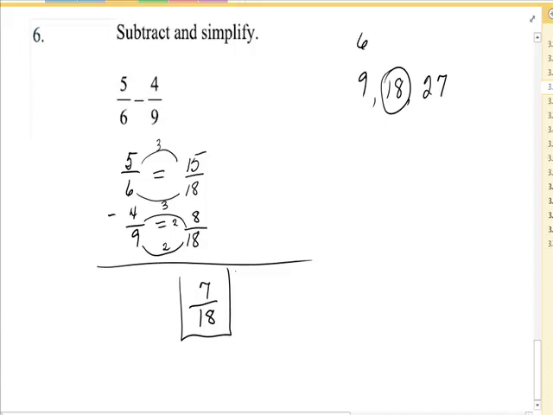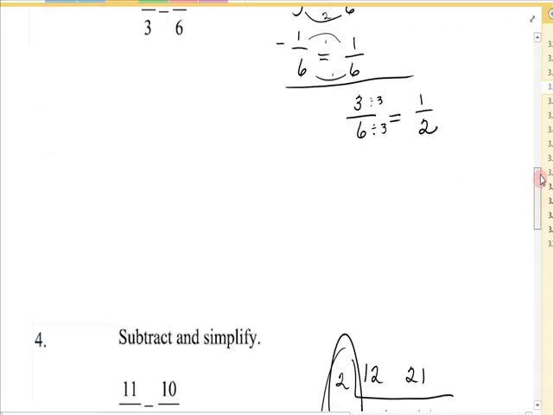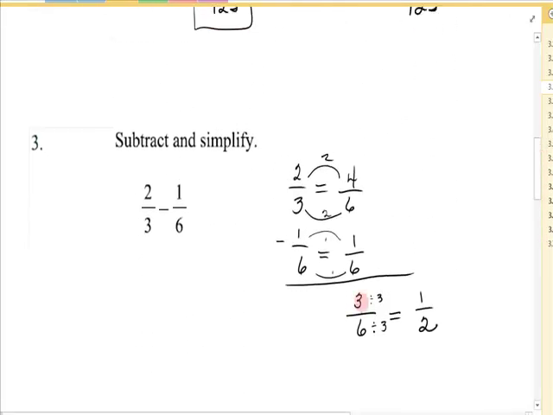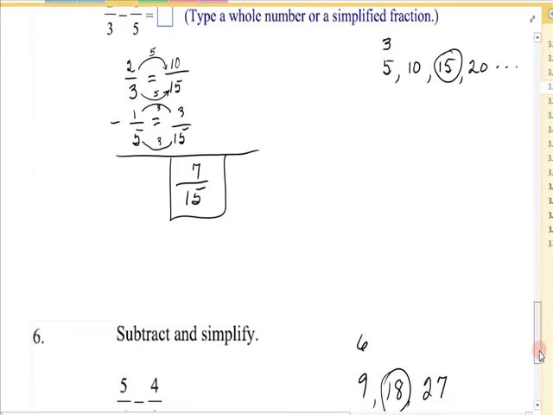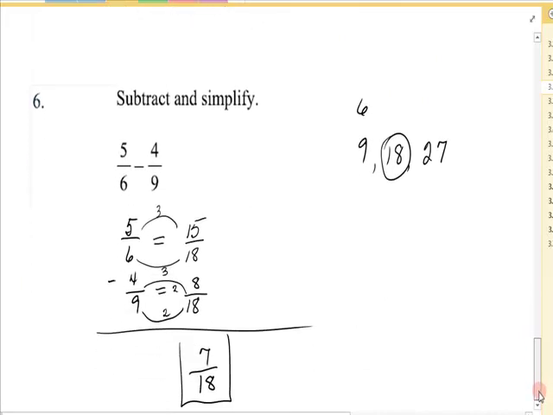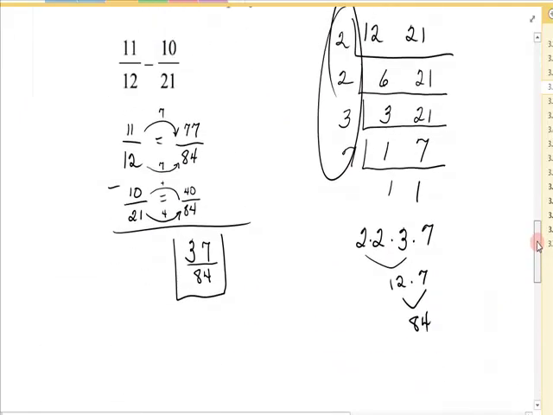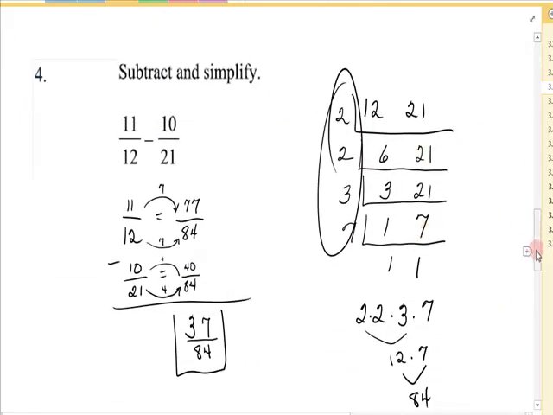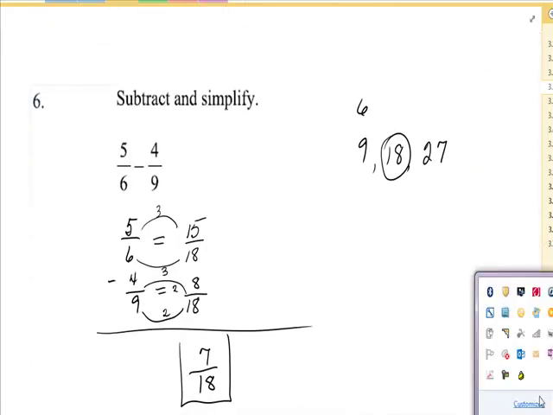So there weren't very many that I needed to simplify at the end, but I always check for that. Let's see, where was one? Right here. I ended up with 3/6, and I had to reduce or simplify. So always check. Sometimes you will, sometimes you won't. I used a variety of methods to get my common denominator. Sometimes listing, sometimes doing prime factors. So use all of those skills to do your subtraction.